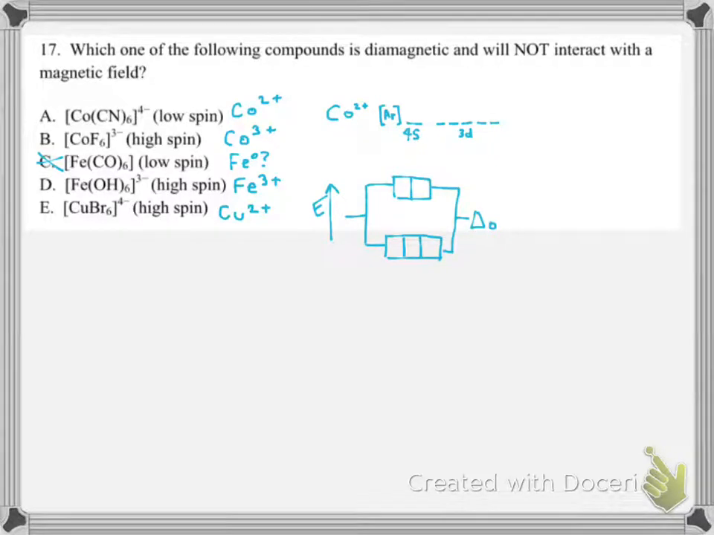Number 17 is asking which of the following compounds is diamagnetic and won't interact with a magnetic field. Okay, so we want to pick the one that will have no unpaired electrons. To do this, we need to go through, pick out the transition metal, and identify its charge so that we can get its electron configuration correct.